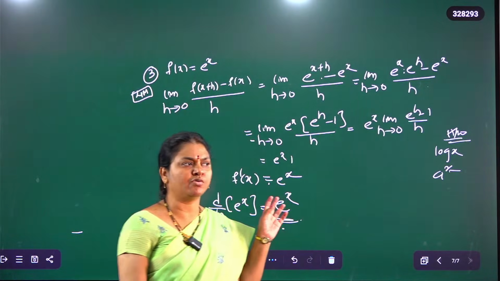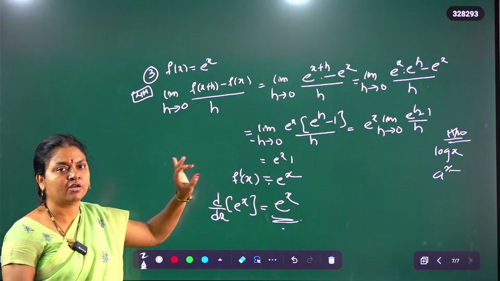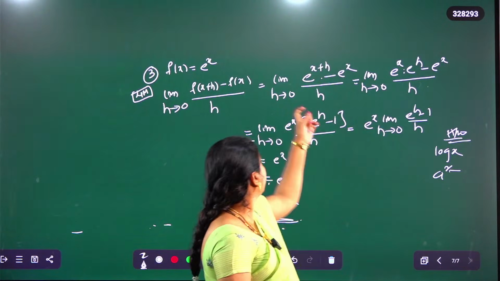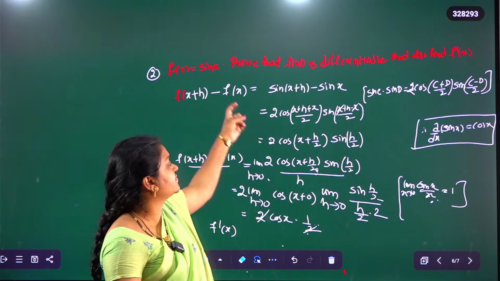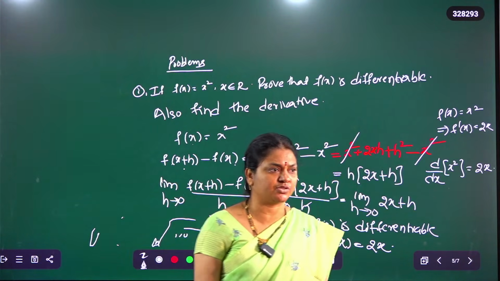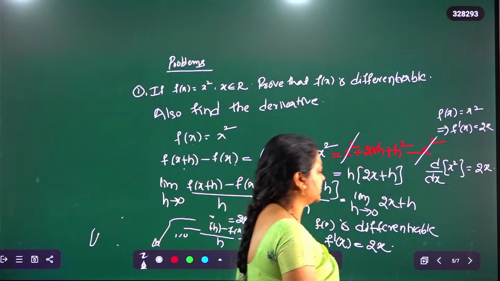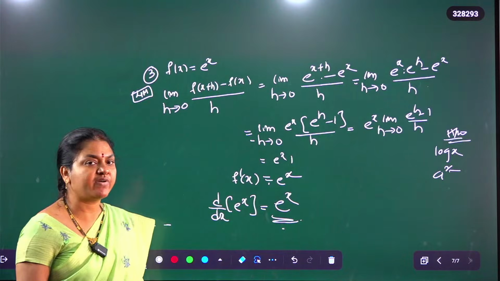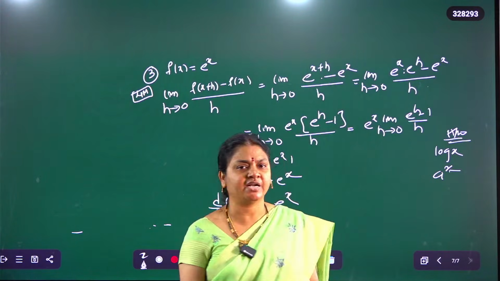Now you already know how to find the derivative by using the first principle. We found it for f(x) = x², then f(x) = sin x, and in the last one f(x) = e^x. Likewise, you can practice many questions. This is coming for IPE, that is log x and a^x for 4 marks.